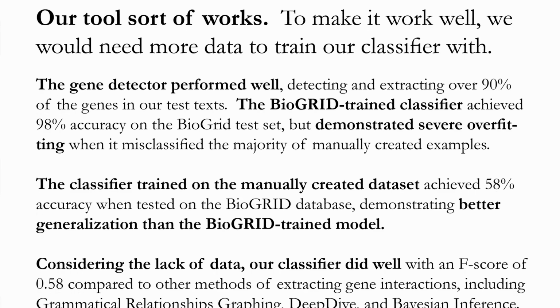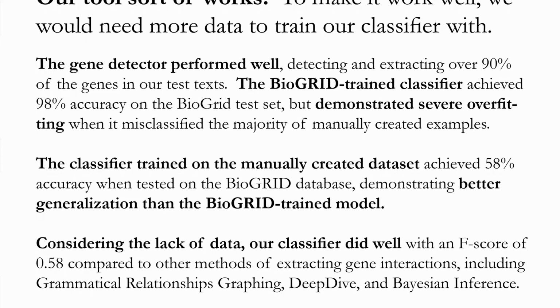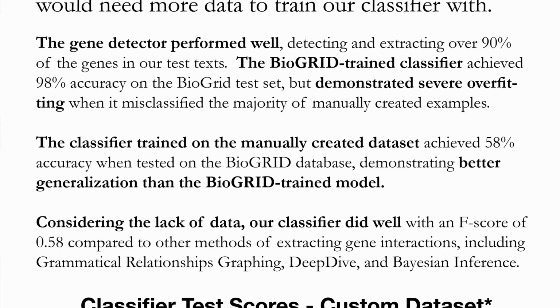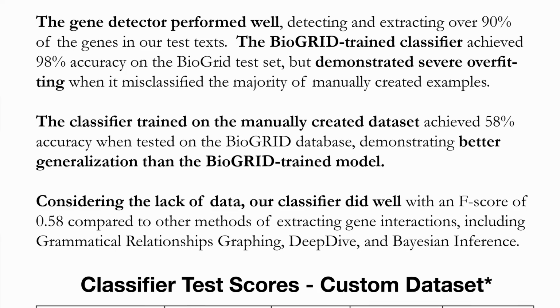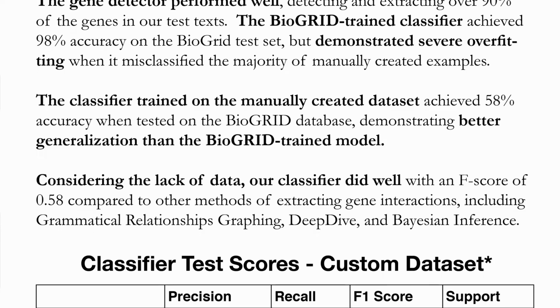The classifier's test accuracy was 98% after we trained and tested it on the BioC BioGrid database, but it demonstrated overfitting when it misclassified even simple manually created examples.